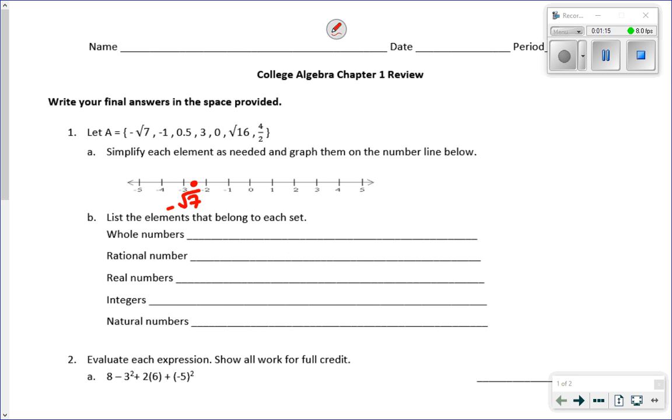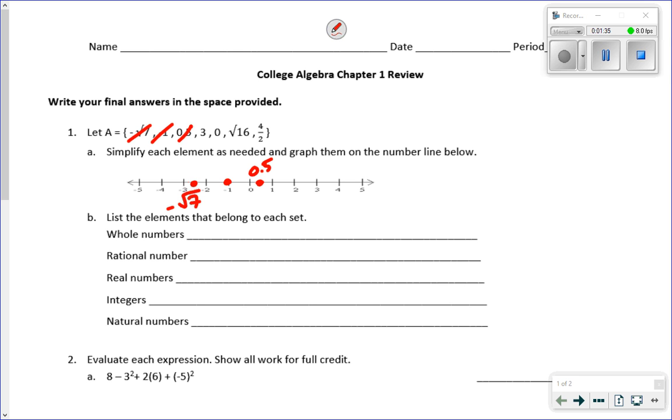All right, and then my next number is negative 1. I'm going to plot that point, and that number is already labeled because there's a negative 1 underneath of it, so you don't need to label that one. I'm going to cross off as I go. My next number is 0.5. That's a half, so that's going to go in between 0 and 1, and I need to label that.